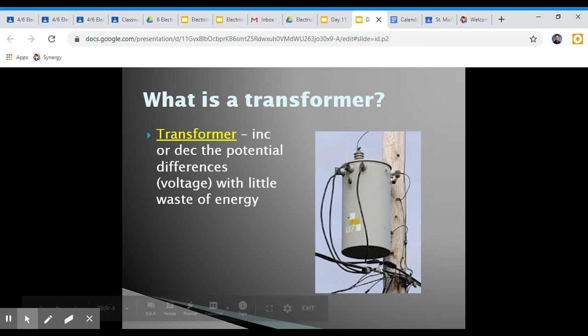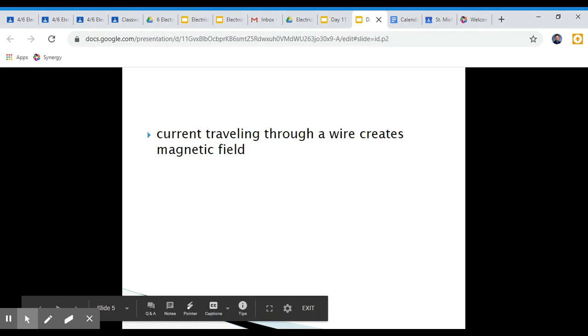So transformers is what we're talking about today. What transformers do is they increase or decrease the potential difference, or the voltage. When they do this, they waste very little energy or power. For our purposes, we're just going to say that there is no energy lost. In the real world, there would be a little bit, but we are just going to treat it as a transfer of 100% power. I should be saying power, not energy, because all energy is conserved, and we should know that law of conservation of energy.